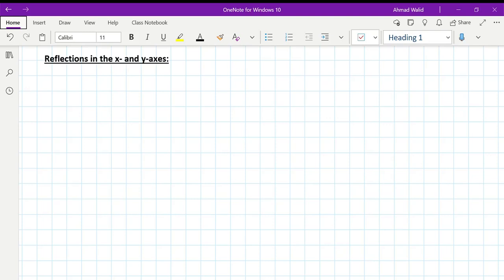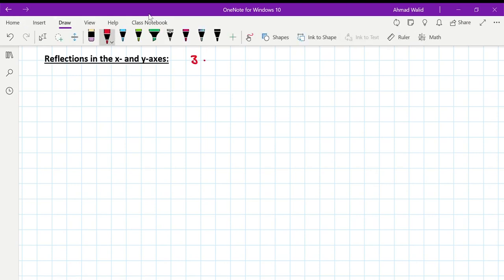Hello all, let's start part 2 of section 3.4. Still we are in 3.4, of course. In part 2 of the video, we are talking about reflections in the x and y axes. First, again, I'll talk in a general form, and after that I'll do a graph for you to show how a graph can be reflected about the x-axis or y-axis.